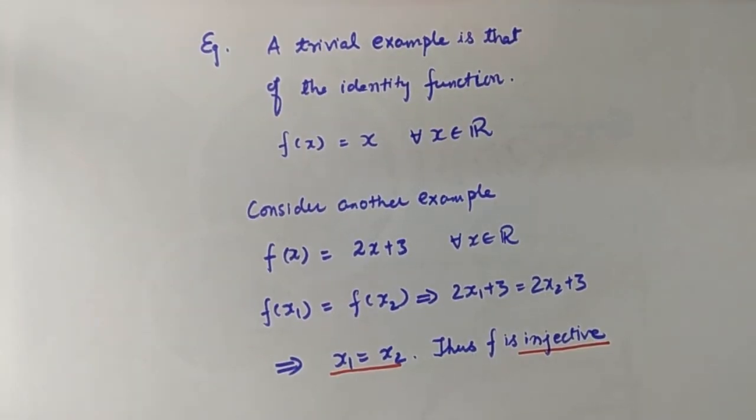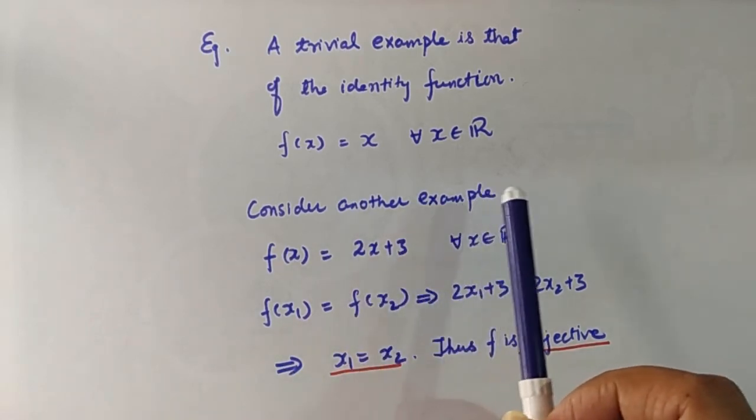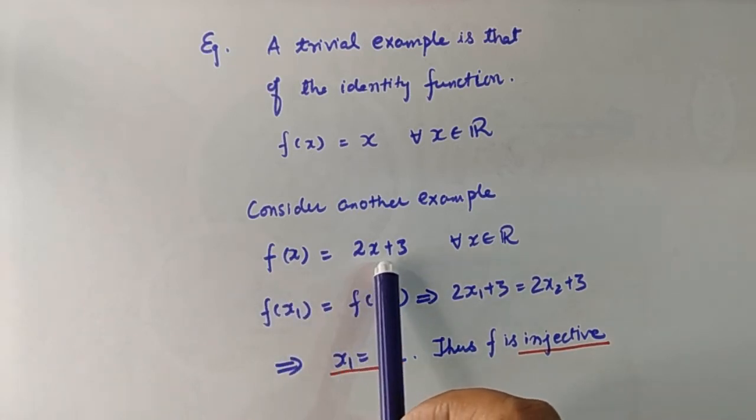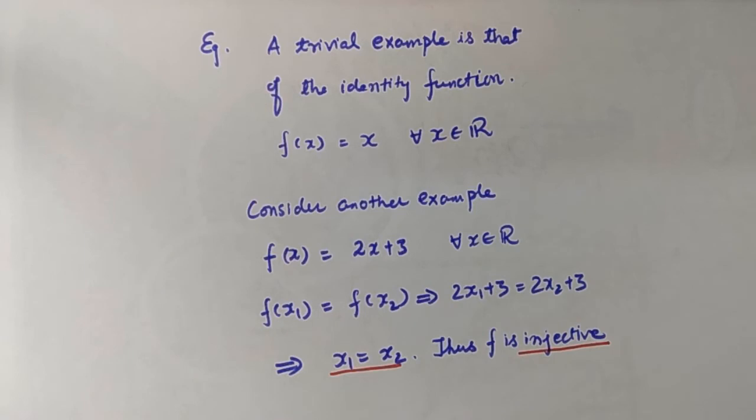Let us see some examples. A trivial example of an injective function is the identity function f(x) equal to x for all x belonging to R. You can verify it very easily. As another example, consider f(x) equal to 2x plus 3 for all x belonging to R. To check whether this function is injective or not, let's see if we equate f of x1 with f of x2. So if f of x1 equals f of x2, that implies 2x1 plus 3 is equal to 2x2 plus 3, which implies x1 is equal to x2. Thus the function is injective.